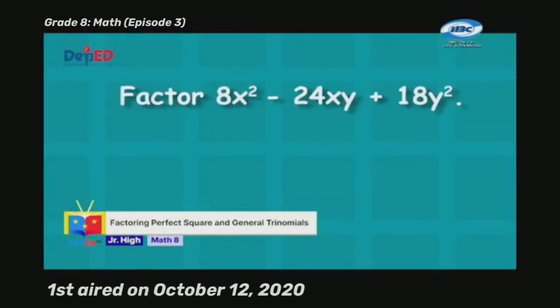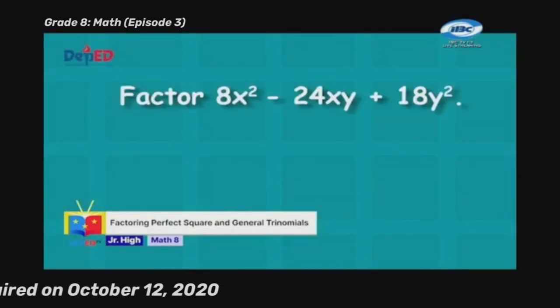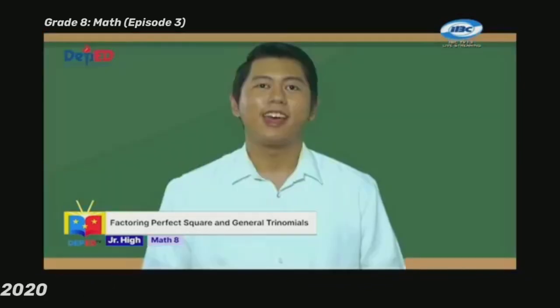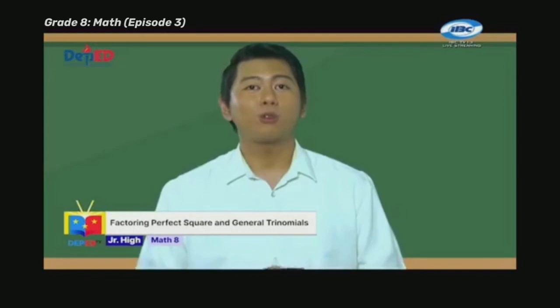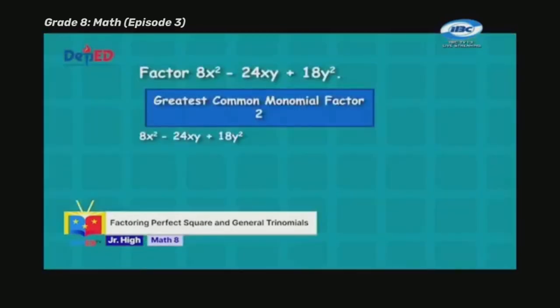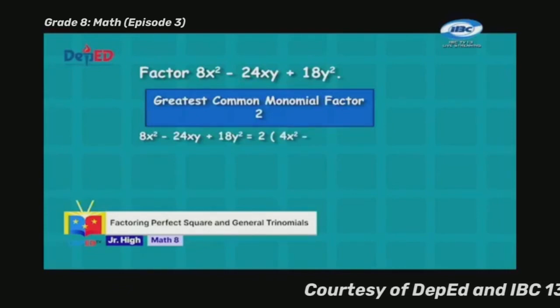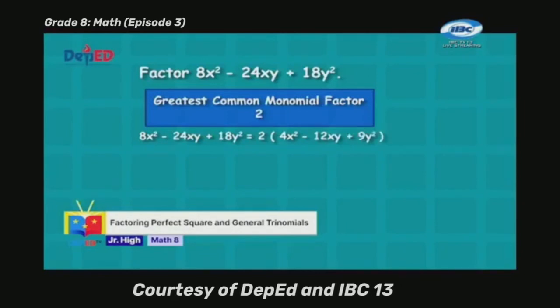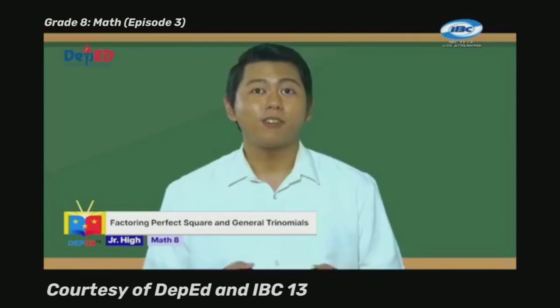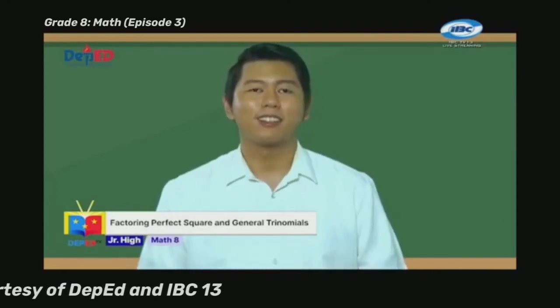Observe. What can you see? All terms of the polynomial are divisible by 2. Hence, it has a greatest common monomial factor of 2. So factoring out 2 from the polynomial, we will get 2 times the quantity 4x squared minus 12xy plus 9y squared. Let us see if the trinomial can further be factored.